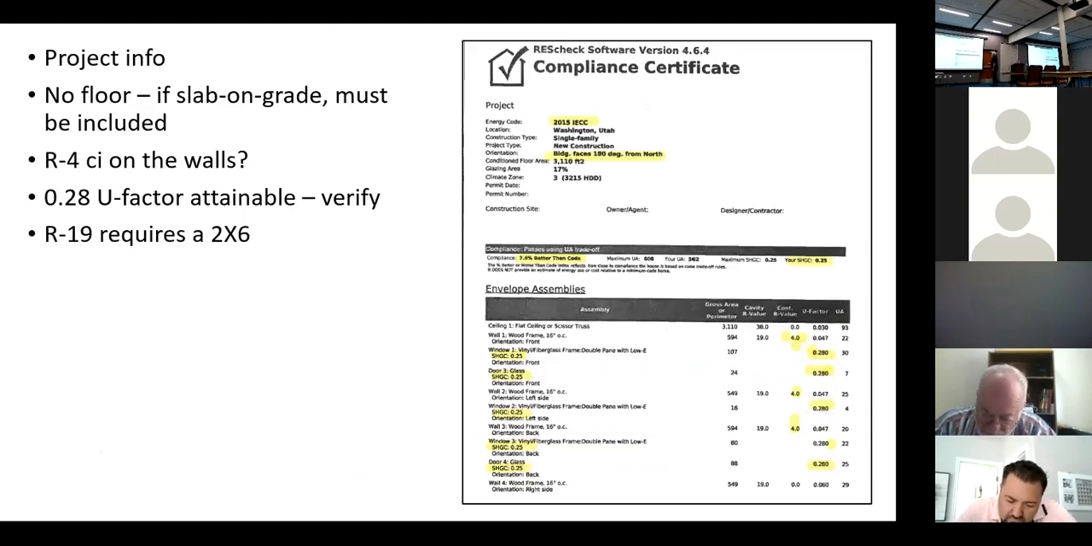Here's another one passed by 7.6%. They have 2-way windows all over, and they have R4 continuous insulation. That's great if they do have R4 continuous insulation. This column, cavity R value, continuous R value. Cavity insulation is what's going between framing members. Continuous insulation is what? Typically outside, penetrated by nothing but a fastener.